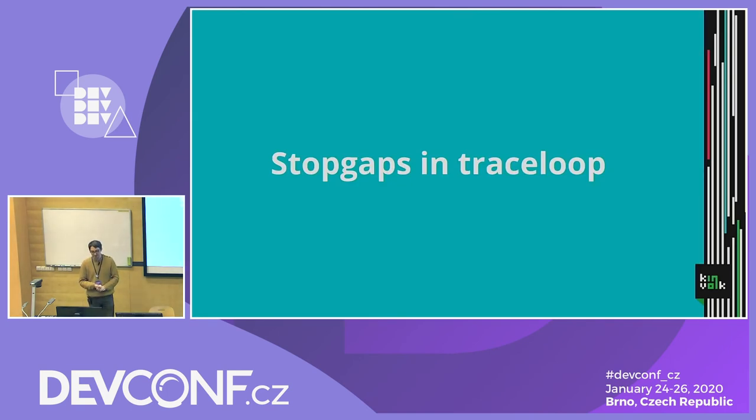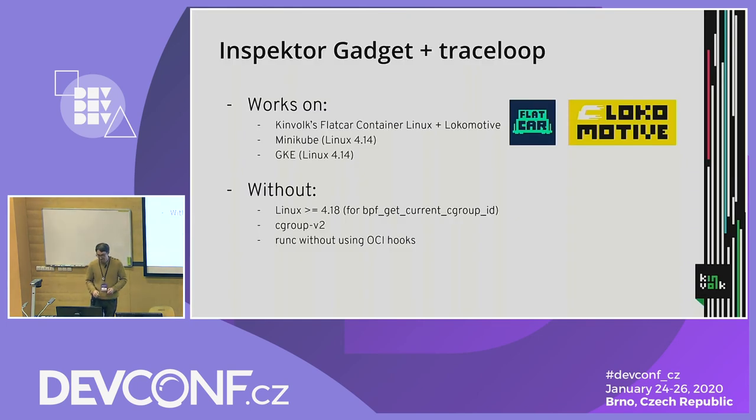Now I will talk about some stopgaps that I did in Traceloop, things that are not perfect. At the moment, Traceloop works on different Kubernetes configurations. It works on Kinvolk's Linux distribution Flatcar Container Linux, on Minikube as well, on GKE as well. Even though those Minikube and GKE were using Linux 4.14, and this version doesn't have the BPF helper function that I needed, it doesn't have cgroup version 2 by default, and it doesn't have a way to set up an OCI hook on runC.